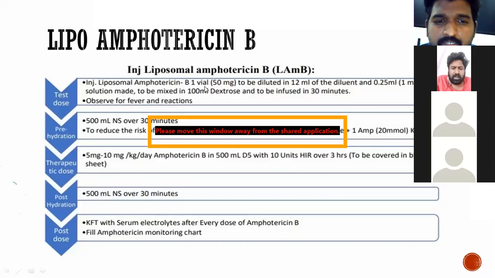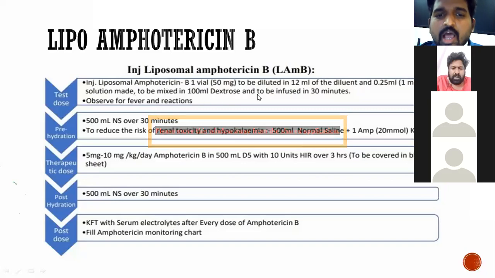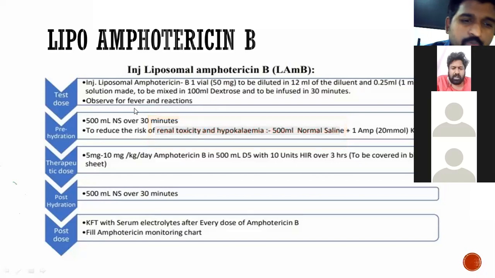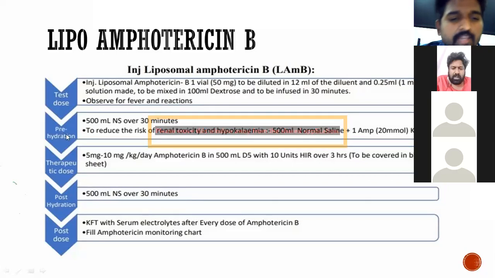Injection liposomal amphotericin B vial 50 milligram is to be diluted in 12 ml of diluent, and from that only 0.25 ml, that is 1 mg of solution, is mixed with 100 ml of dextrose, and it has to be infused in 30 minutes. After 30 minutes, just observe for any reactions or any fever. If nothing is there, then you need to hydrate the patient to avoid serious toxicity: 500 ml of NS over 30 minutes.